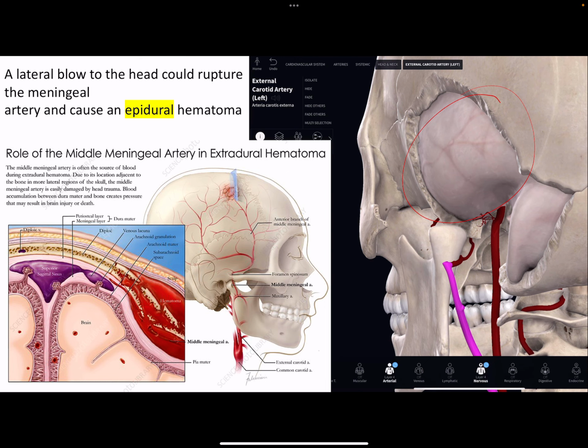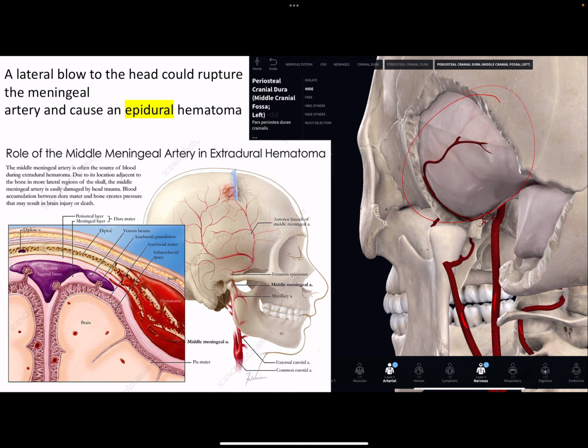So let's take a look. We're starting here. Here's the internal, here's the vertebral, and right now we're highlighting the external. External goes to maxillary. Maxillary goes to middle meningeal. We're taking away, remember there are two dural layers, the cranial dural layer.